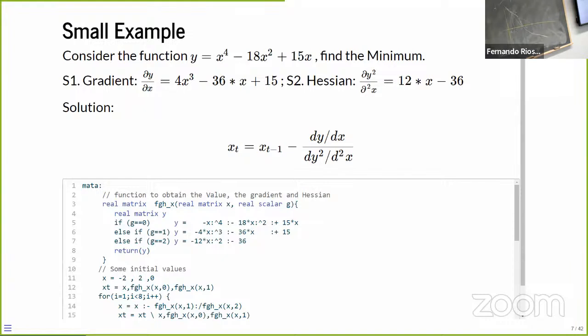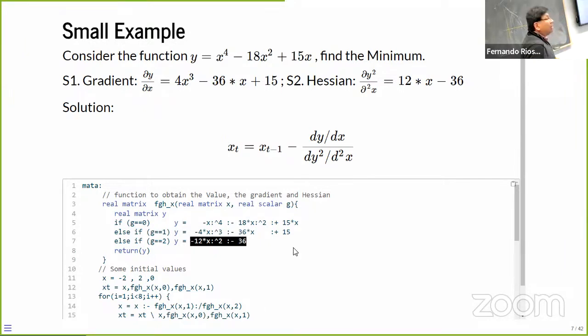I also need the Hessian. The Hessian is going to be the derivative of this with respect to x, which is 12 times x minus 36. I think it should be 12x squared. Yes, x squared, and I think that's what I have here. Thank you. At least I did write it correctly right here. So this should be 12x squared minus 36. And finally, we need to define the solution. The solution is going to be given by updating any guess I have, minus the gradient divided by the Hessian, the first derivative divided by the second derivative.